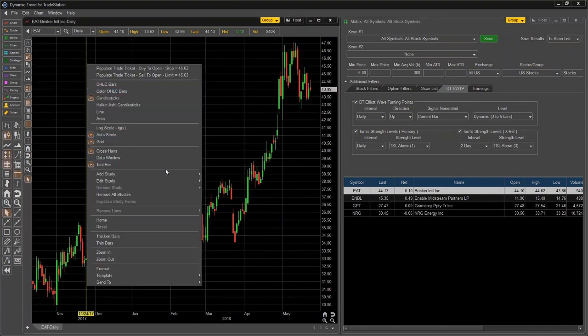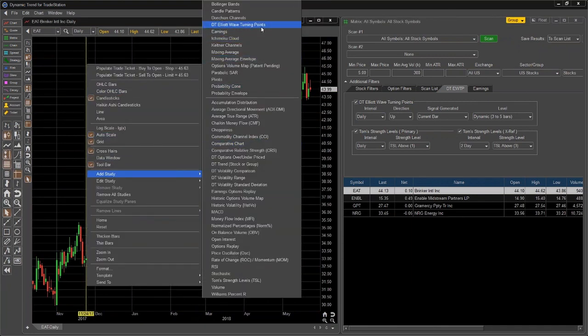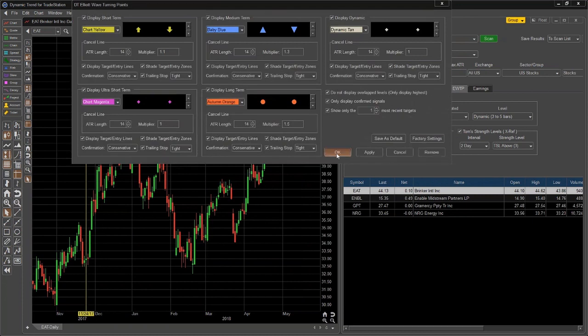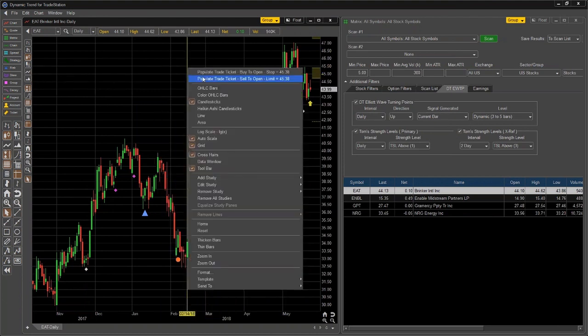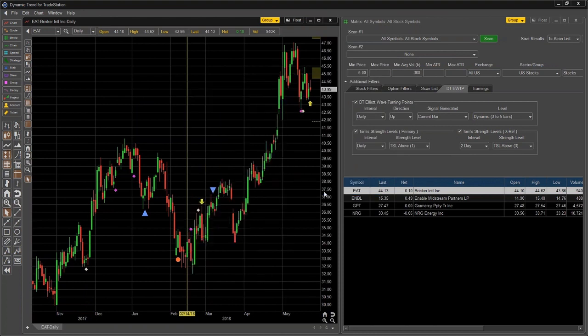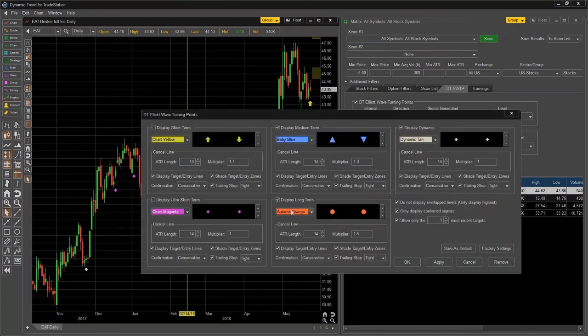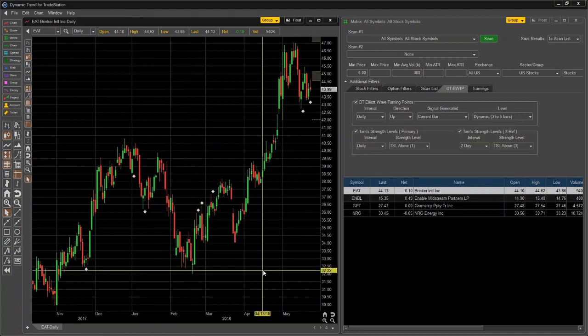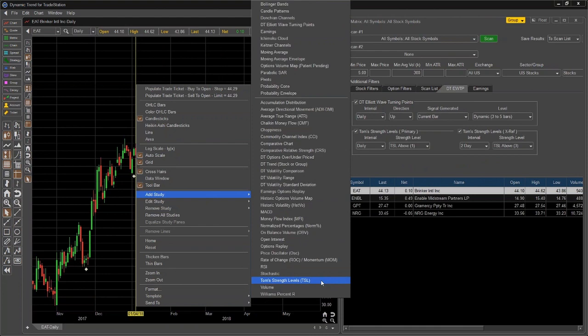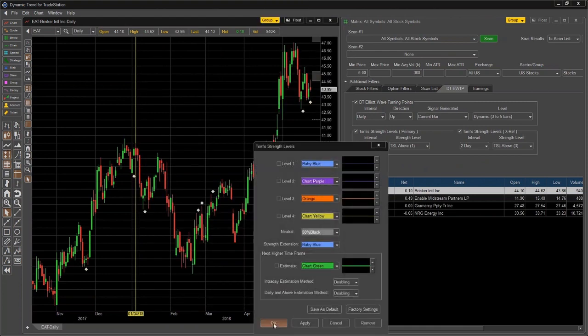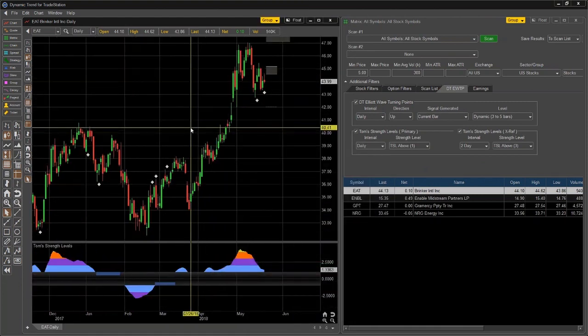So I'm going to right click here and set my chart up with the Elliott Wave turning points. I'm going to set my chart up here. And we chose the dynamic, so I'm going to edit that study. And we're going to turn off everything but dynamic. Okay. And then we're going to add the TSL. Okay, and so here we go.